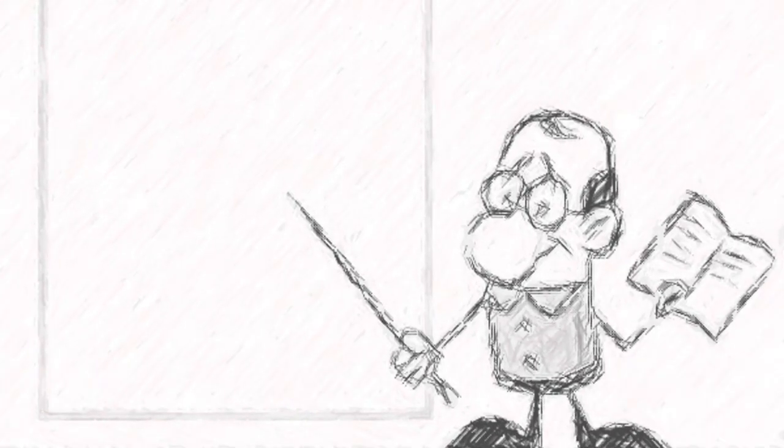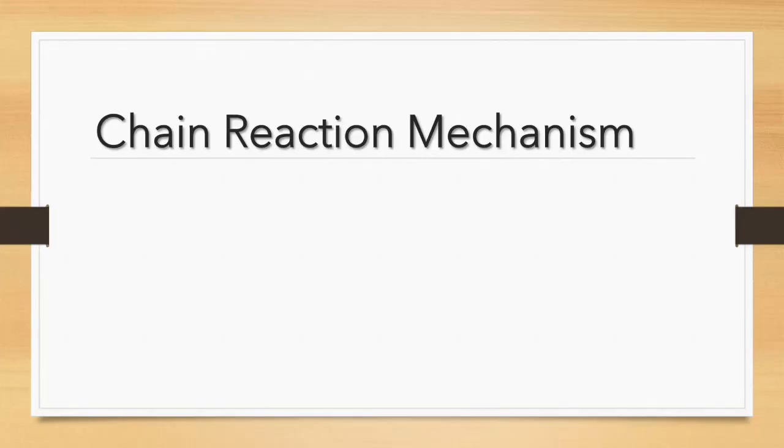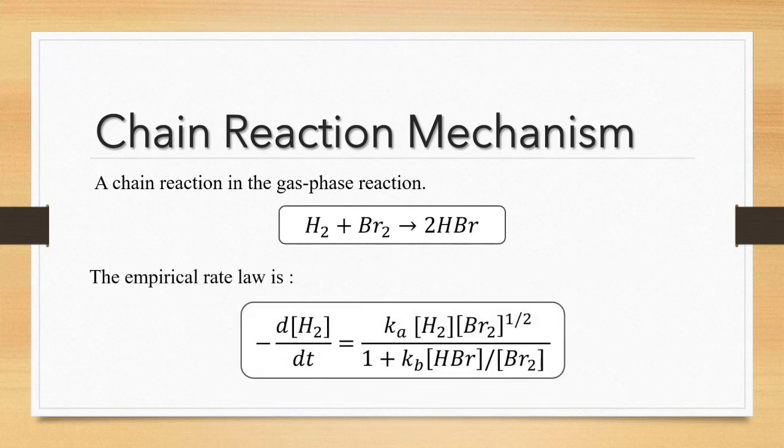I'm going to talk about the rate law of photochemical reaction. First of all, I will start by explaining the chain reaction mechanism for a better understanding of the rate law of photochemical reaction. Let's assume a chain reaction in the gas phase, which is H2 plus Br2 to 2HBr. The empirical rate law for this reaction is this.